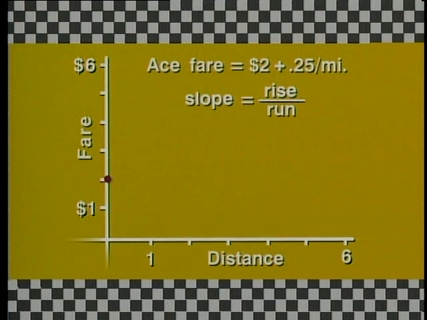Now, how do we find a line when all we have is one point, the $2 base fare, and the slope?